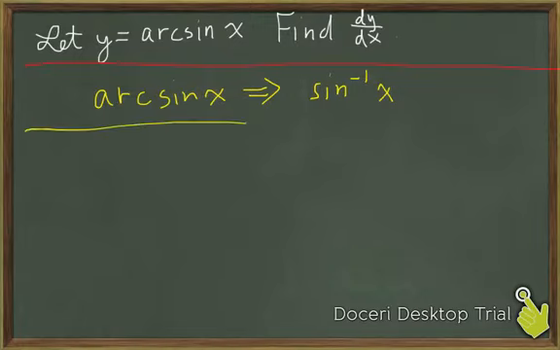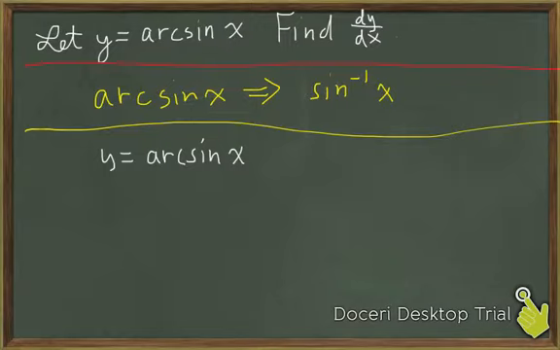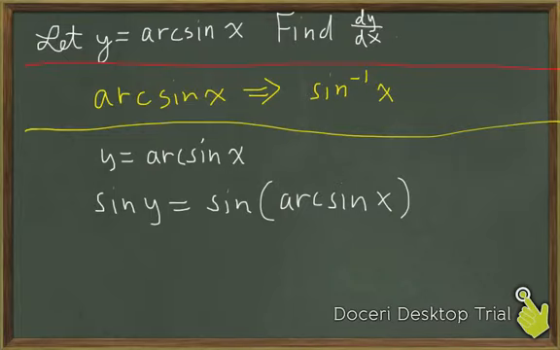So first of all, we're going to use implicit differentiation in order to find the derivative of arcsine. We start off with our given function y equals arcsine x. What we want to do is take the sine of both sides of the equation. When you do that, that leads us to this equation, sine y equals x.